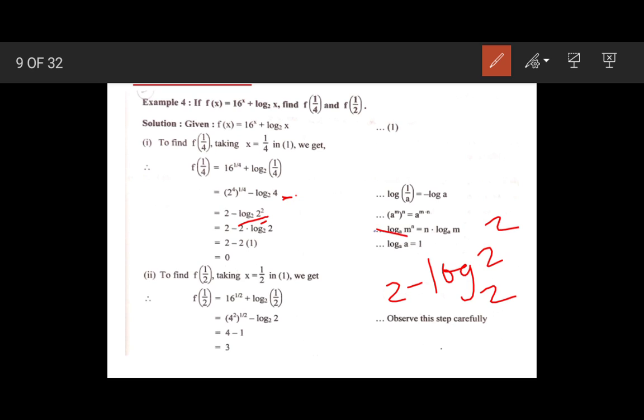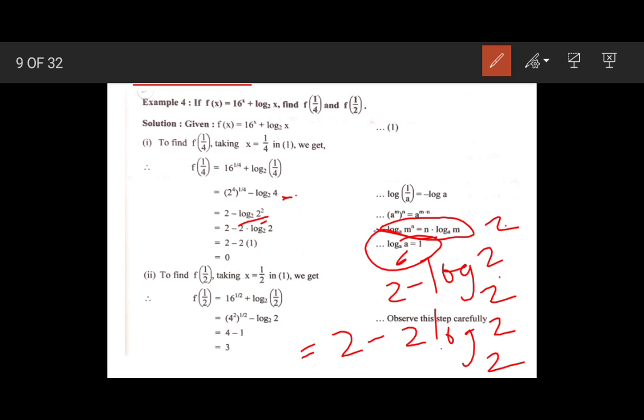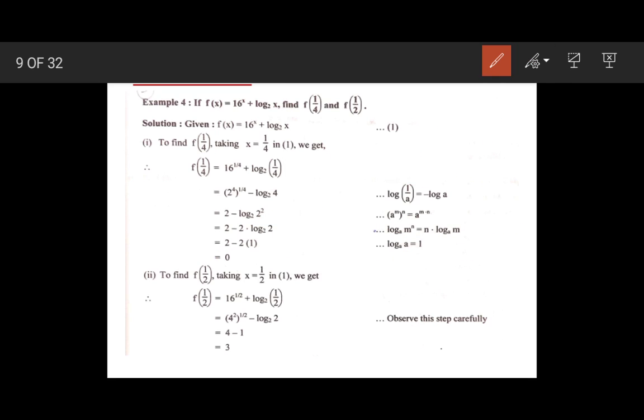Right? Again I am going to use the same rule of logarithm. This is nothing but log m raised to n. So that can be 2 minus 2 log 2 to the base 2. Okay? And if the value and base is same, then log value will be 1. So that is equal to 2 minus 2 into 1, because log 2 to the base 2 is equal to 1. Okay. So 2 minus 2 is 0. So f of 1 upon 4 is 0.